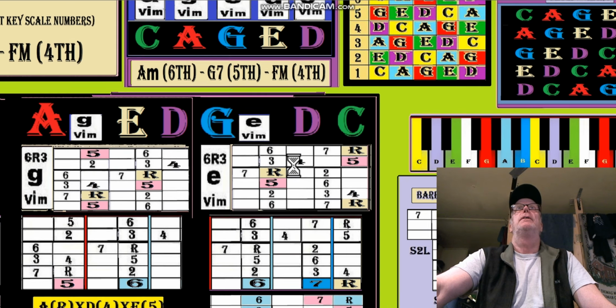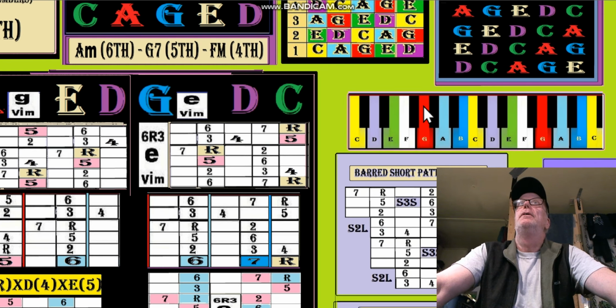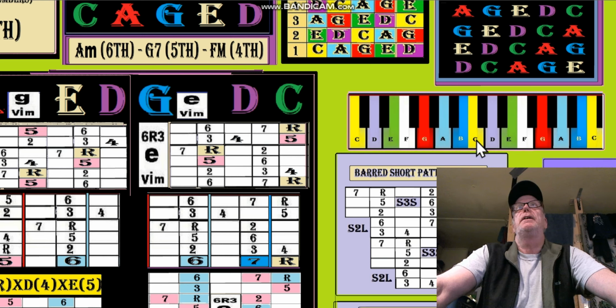All right, now here's the keyboard. So what are we doing here? E minor, we're doing the E, G, and the B. But the E minor shape that we're looking at in this CAGED is 3, 6, root. So it's actually an A minor. You're doing E, A, and C.